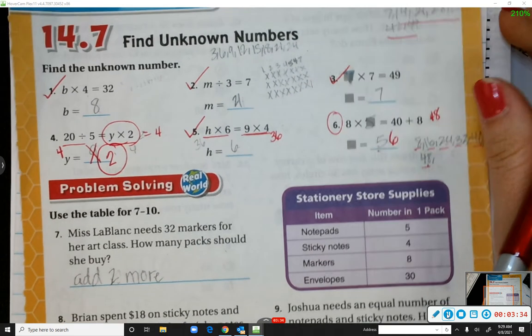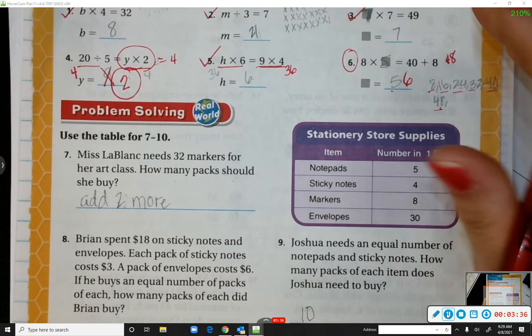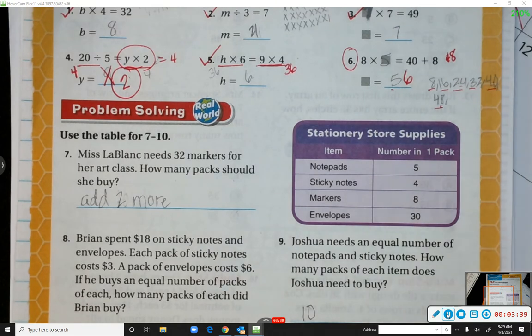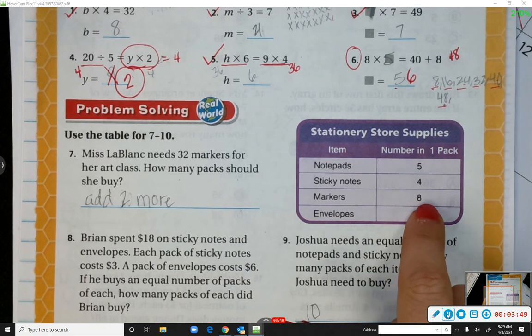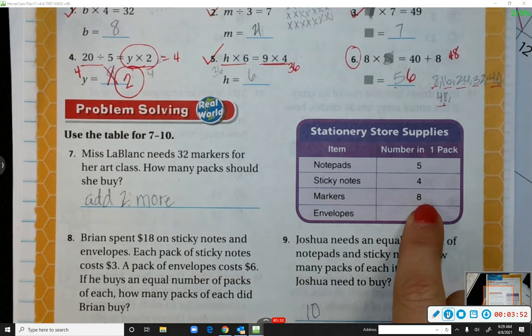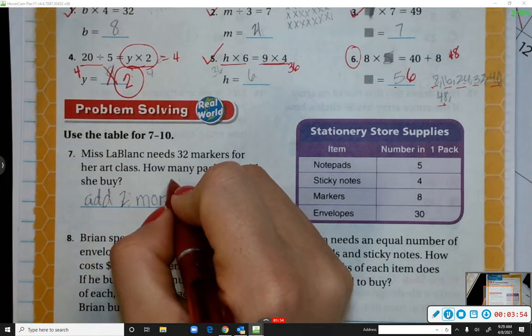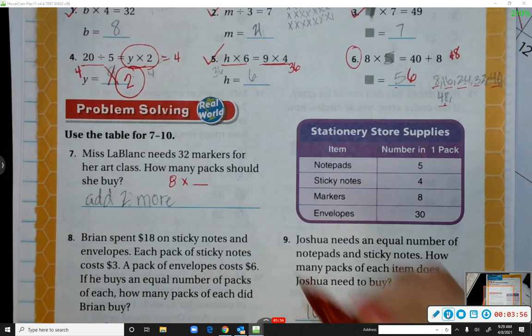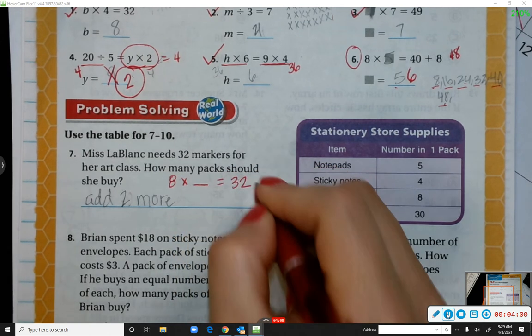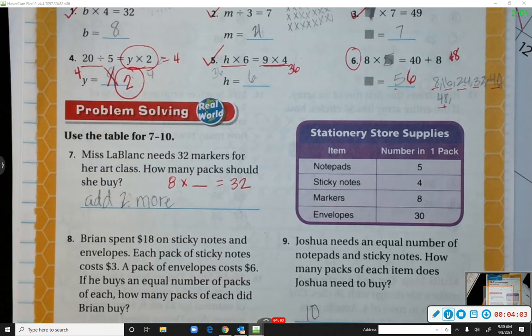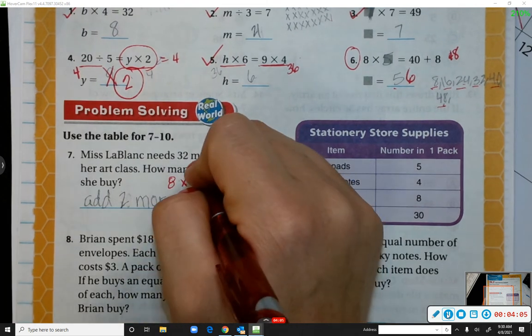Okay. Number 7, Miss LeBlanc needs 32 markers for her art class. How many packs should she buy? Okay. Well, here's the markers. 8 come in a pack. So if she needs 32 markers, I need to know how many packs of 8 I need to buy, right? 8 times what is going to give me 32 markers? David? 4. 4, very good.